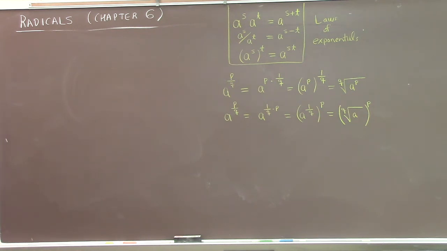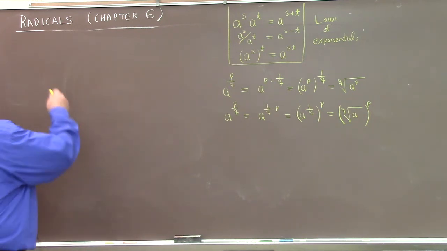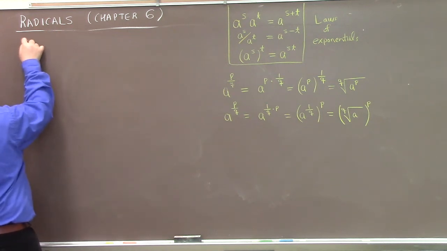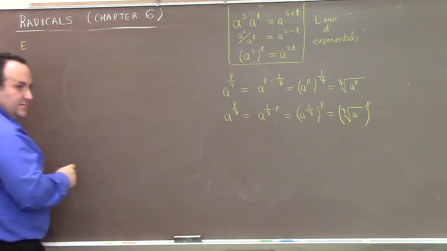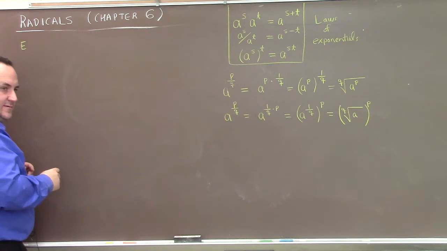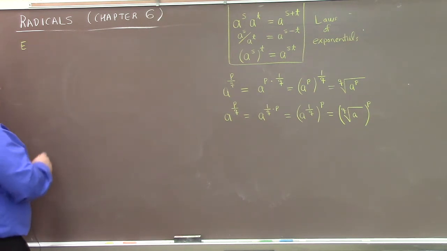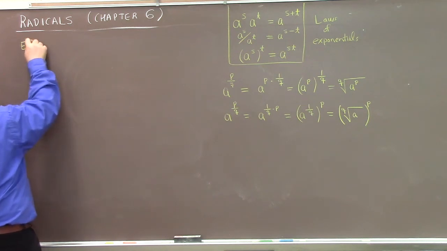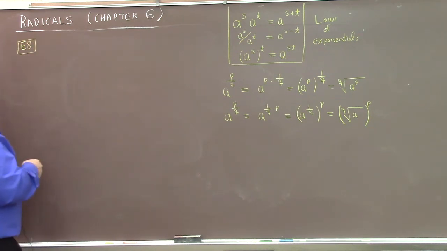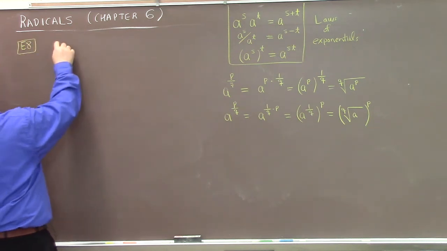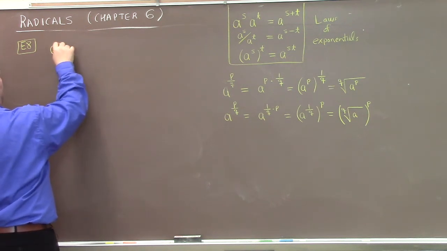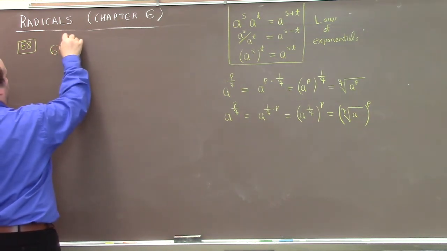Here, let me do one of the examples in the book. 64 to the minus 2/3 power. What example am I on? 8? 6? 7? It feels like an example 8 to me. I could be wrong. But let's simplify 64 to the minus 2/3, okay?